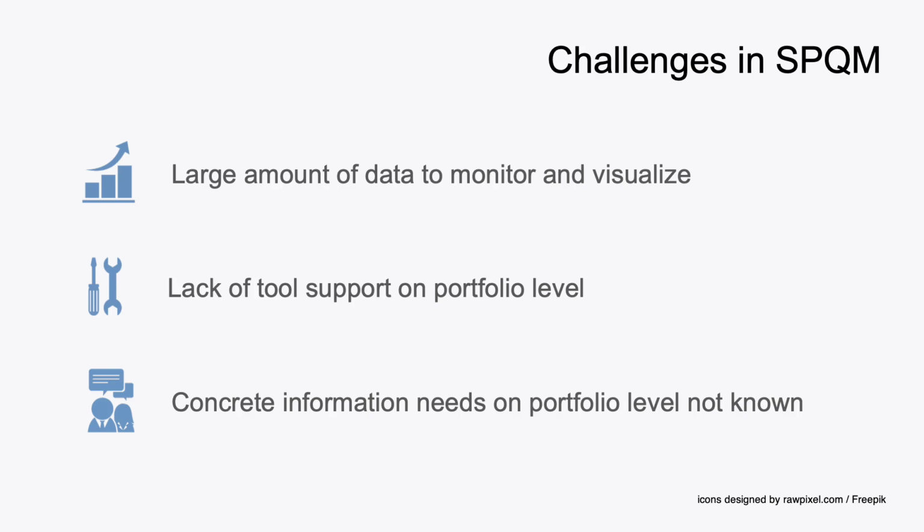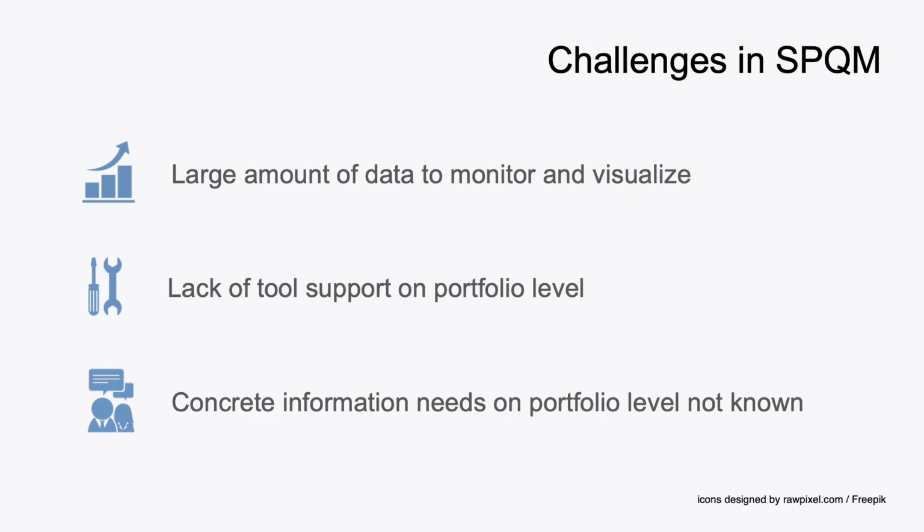But what is it that makes software portfolio quality management actually so challenging? One aspect is the large amount of data that has to be monitored and tracked during the quality process. Portfolios can often consist of several dozens or even hundreds of individual projects. So there is much more data to track, especially if the quality metrics are collected over a longer period of time. Visualizing this data can often result in an information overload if no appropriate filtering mechanisms are applied.